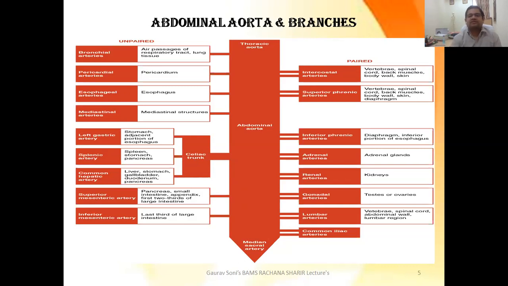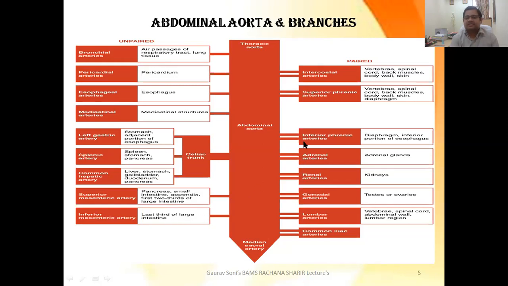Whatever is from the foregut comes from the celiac trunk, then the midgut from the superior mesenteric, and the hindgut from the inferior mesenteric, and in between there are junctions which can be defined. That is, they will have both types of supply. You can see some examples here: the superior mesenteric gives supply to the pancreas, small intestine, appendix, and first two thirds of the large intestine. The inferior mesenteric gives supply to the last third of the large intestine.